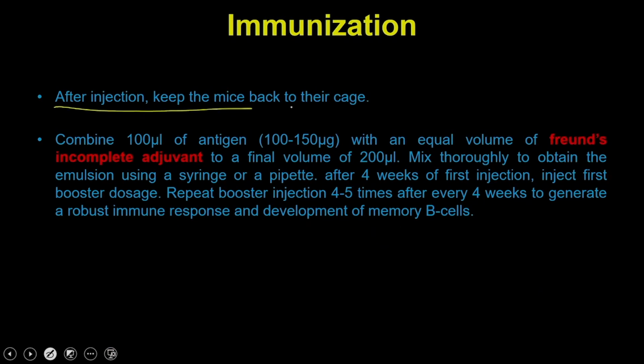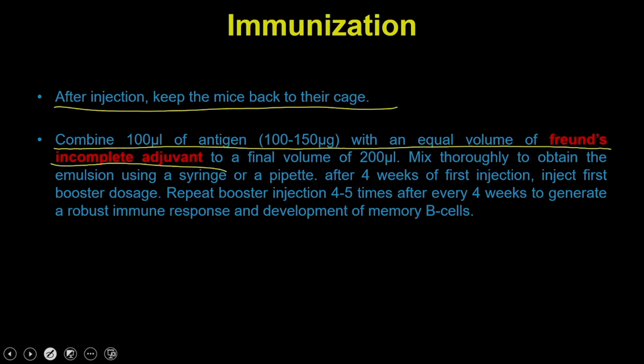After injection, put the mice back into the cage. Then you are going to do another injection after some time. The only difference is that you are going to use Freund's incomplete adjuvant. So, in the primary injections you use Freund's complete adjuvant, and in the secondary injections you use Freund's incomplete adjuvant.